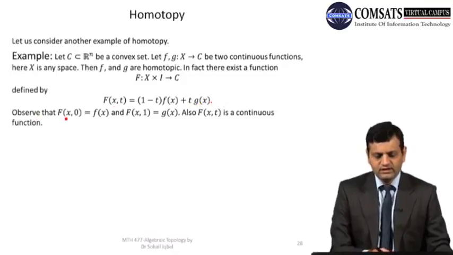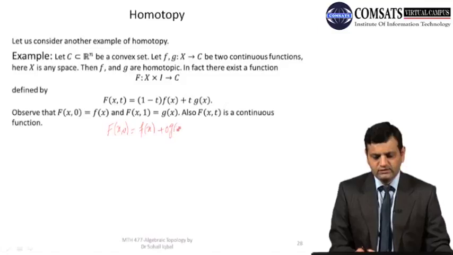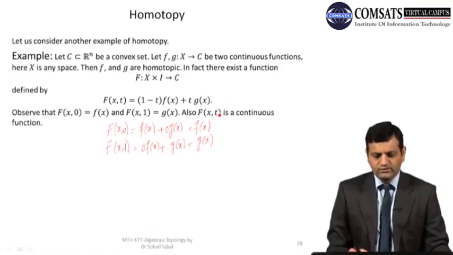So observe that F of (x, 0) is f of x. Of course, when we take t equal to 0, then 1 minus 0 is 1, so we get f of x, and this t is 0, so it becomes plus 0 times g of x, which is equal to f of x. Similarly, if I take t equal to 1, then this is 0 times f of x plus 1 times g of x, which is equal to g of x. Also, F of (x, t) is a continuous function.